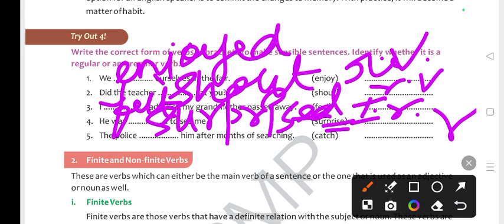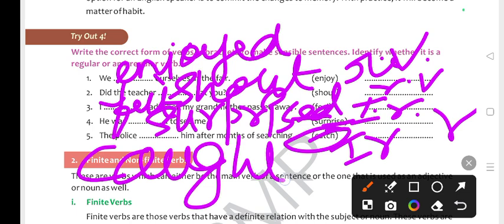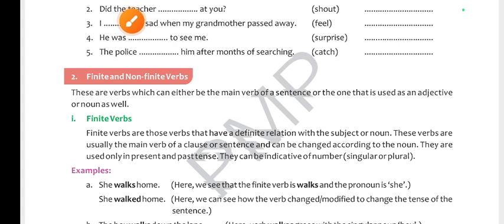This is an example of an irregular verb. Why is this an irregular verb? Because the past form of catch is caught. So we are not adding here ed. So this is an irregular verb. Now the next is finite and non-finite verb.